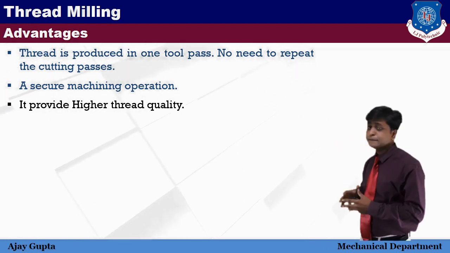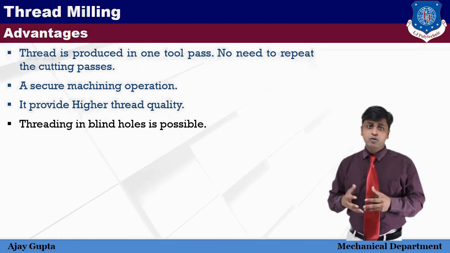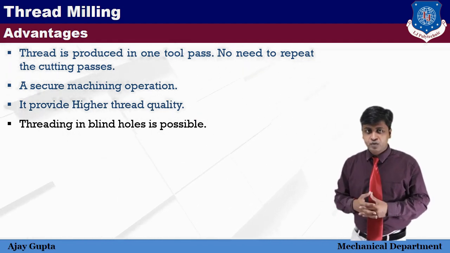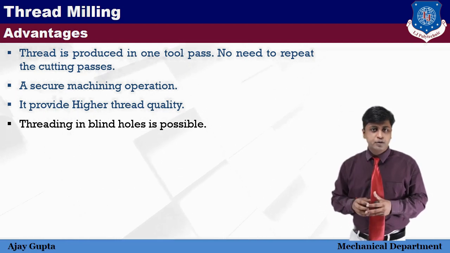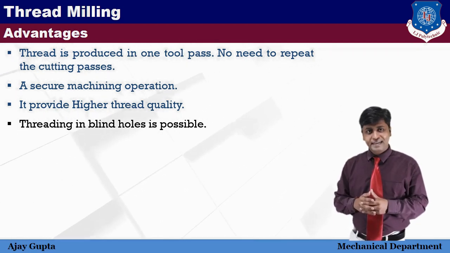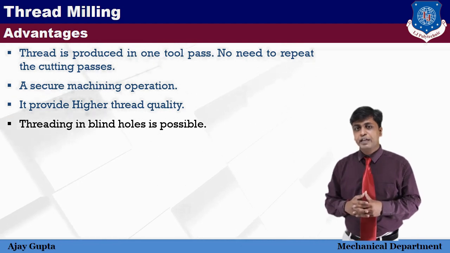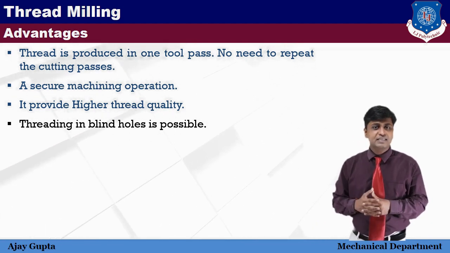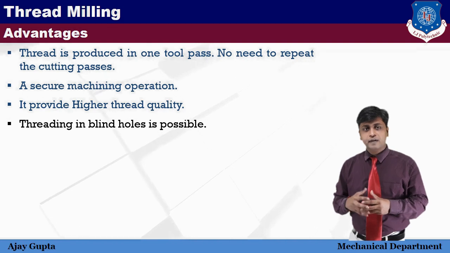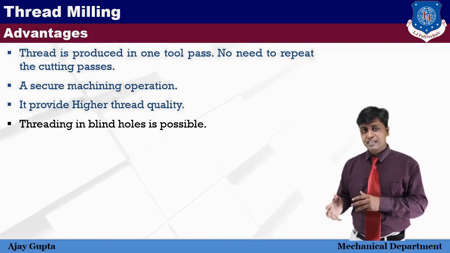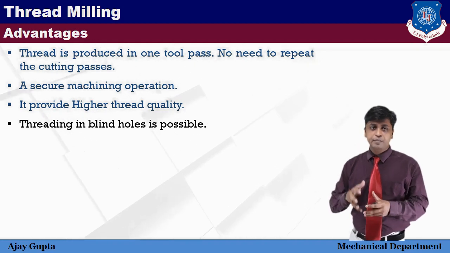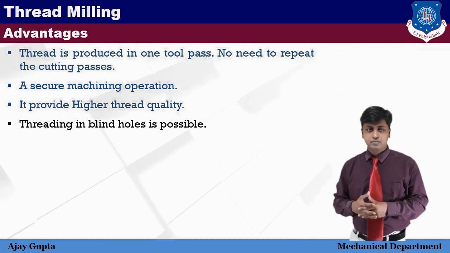Now the next one is that threading in a blind hole is possible in thread milling. When thread milling, you will get a complete thread profile to the bottom of the hole. When tapping, it is necessary to drill much deeper, as it's not until the third thread that the tap will make a complete thread profile. So that's why with thread milling you can thread blind holes.